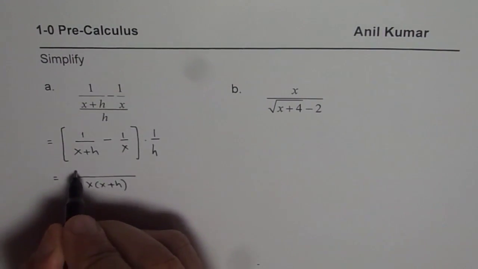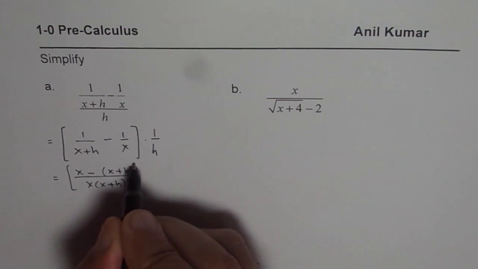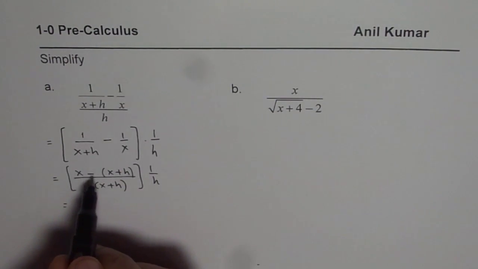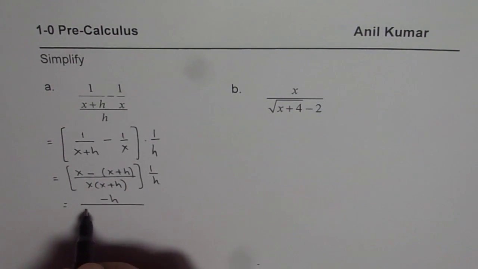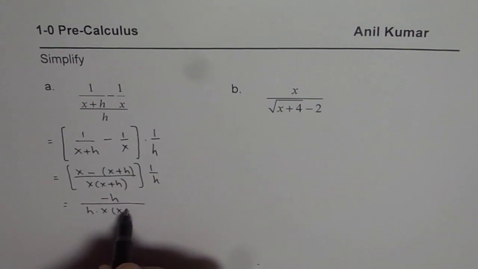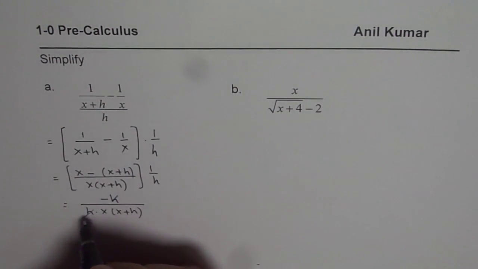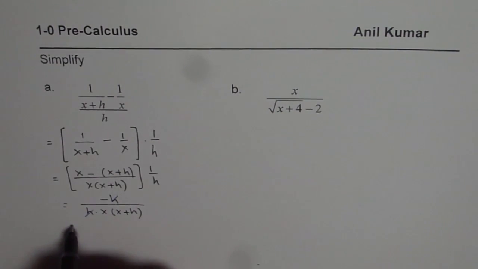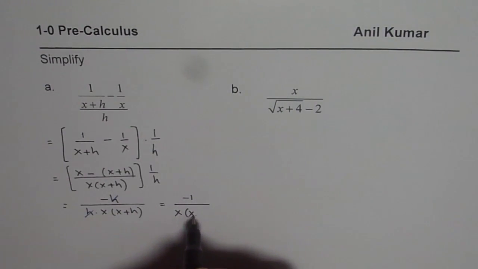Cross multiply, you get x minus, put it in brackets, x plus h. Otherwise, you're going to make a mistake, right? Times 1 over h. And now we can combine the like terms. x minus x is 0, and then we are left with minus h. So we have minus h in the numerator. Denominator is h times x plus h. At this stage, you can cancel out h. You're left with minus 1 in the numerator, and that is the simplified form we're looking for. So what we get here is indeed equal to minus 1 over x times x plus h.